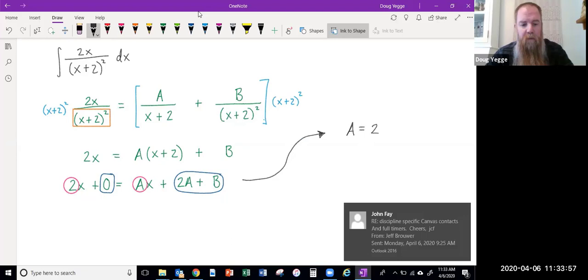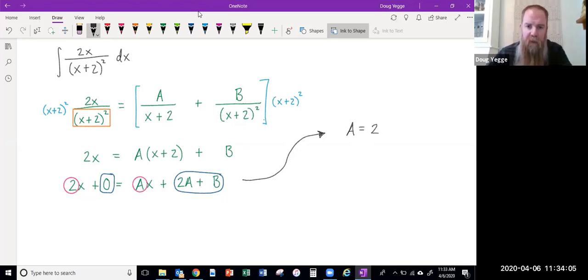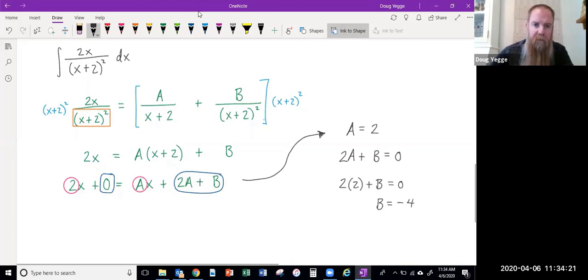A plus b is equal to 0. Okay, which gives me 2 times 2 plus b is equal to 0. So b is equal to -4. So we found the appropriate a and b values that are going to allow us to separate this fraction and hopefully make our lives a little easier.